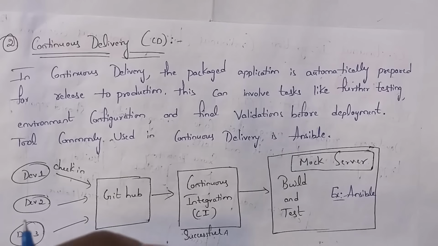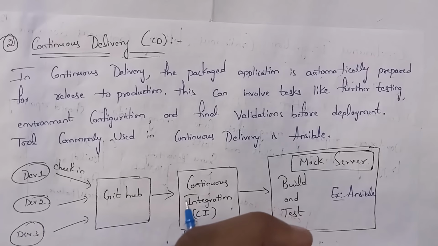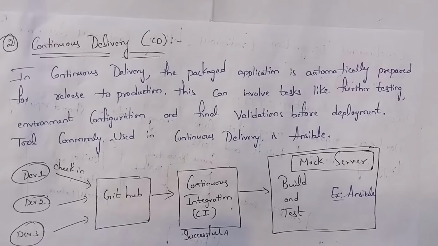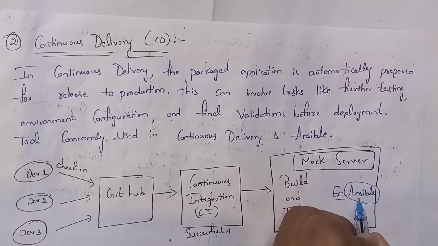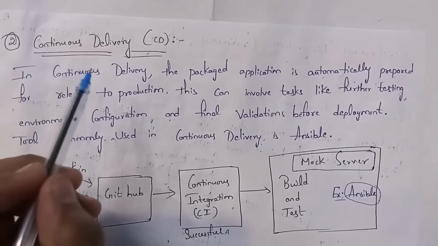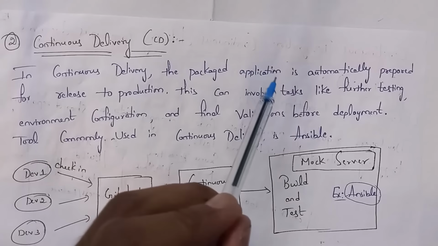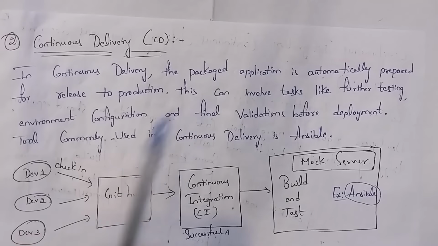Guys, before placing our software into a dummy server, at first we need to configure that server. That configuration is done by using a tool like Ansible. By using Ansible, we can configure our server. So in continuous delivery, the packaged application is automatically prepared for release to production. They will not release it. They will just prepare the application in order to release it to production.